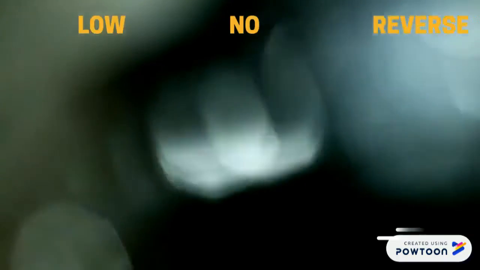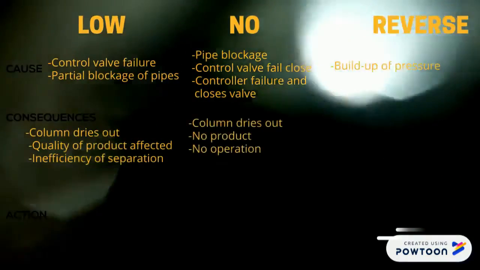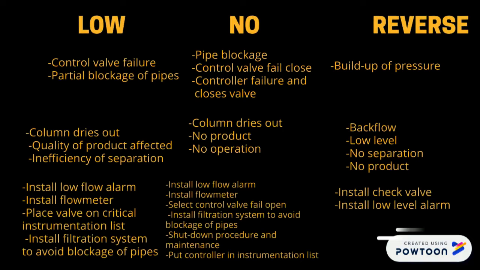For reverse flow rate, what will cause is build up of pressure. And the consequences are backflow will happen, low level, no separation and no product. What we need to do is install check valve and install low flow alarm.